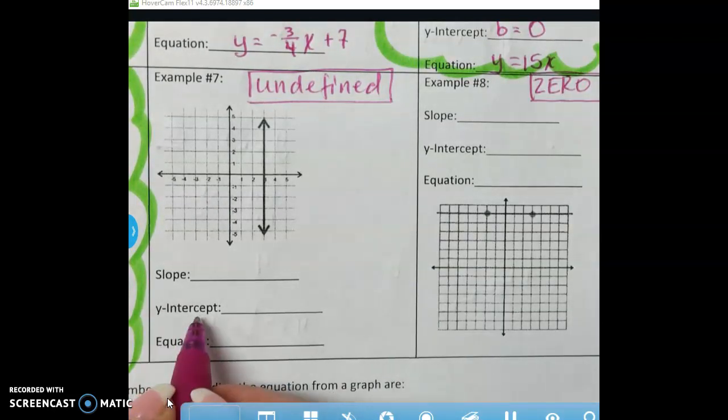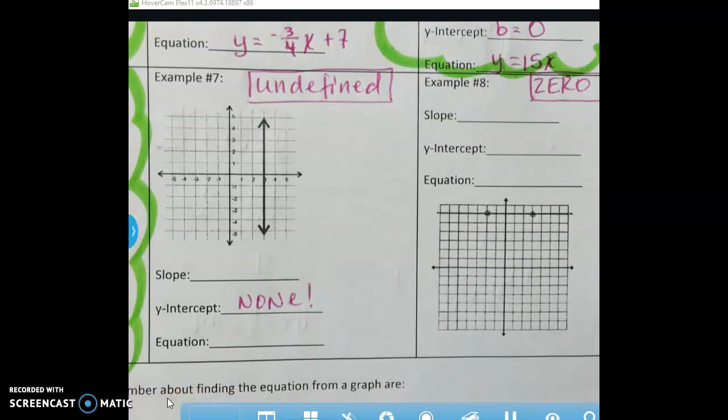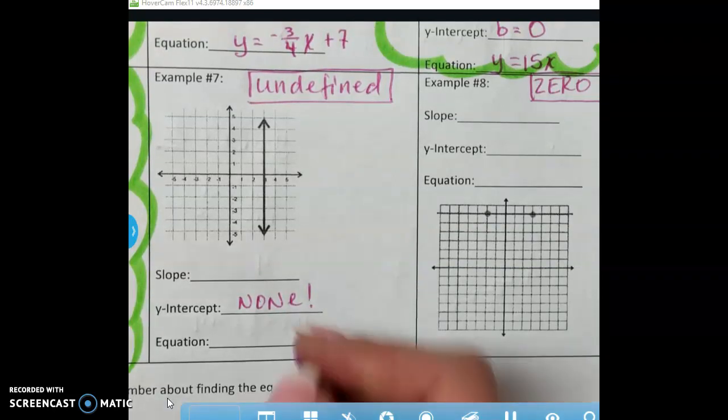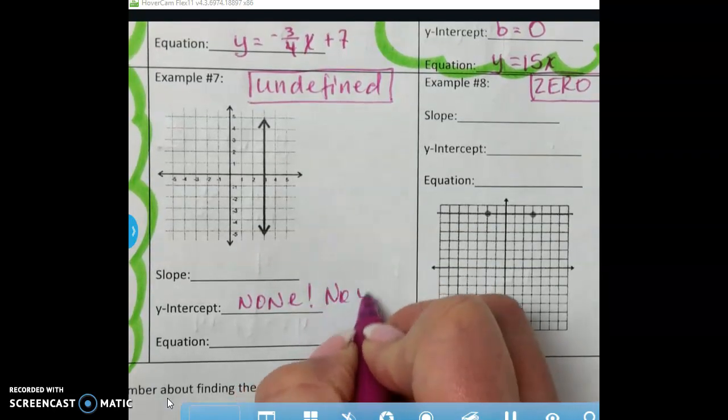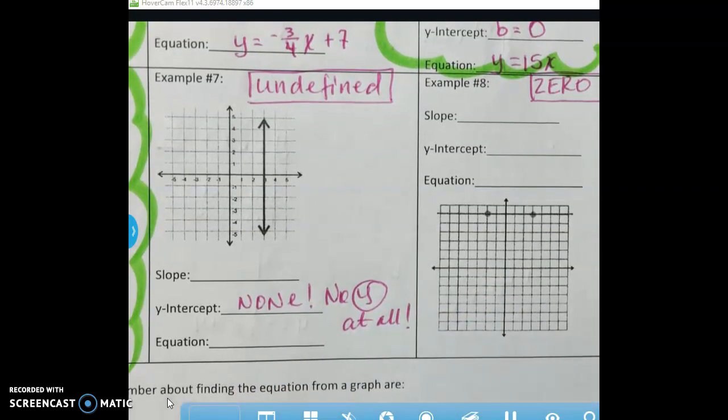If I say, what is your y-intercept? You don't have any. So that part is absolutely missing in your equation. You do not have anything y. No y at all. No y at all.